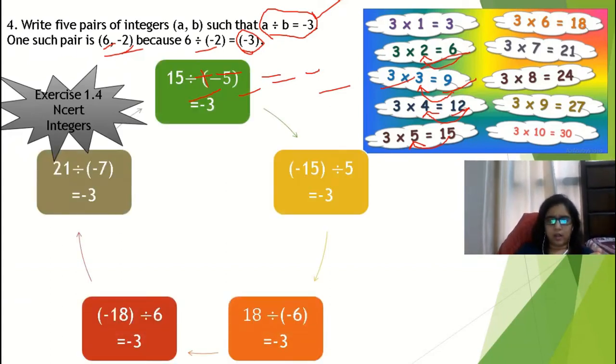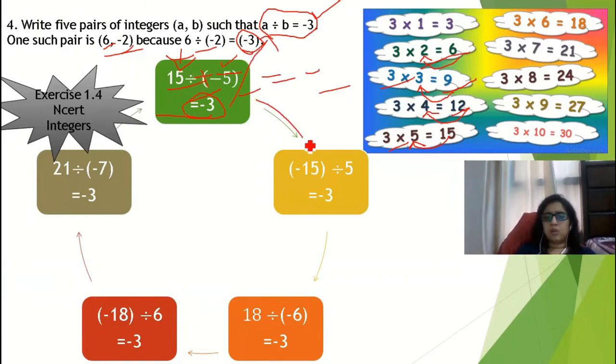So what I have done for you, I have taken two numbers, that is 15 divided by -5. If you see in the table of 3, there is 15 divided by 5. If you divide 15 by 5, you will get the answer 3. So I have taken 15 and -5. Why -5? Because here I have taken 15 as a positive number, so that my answer will be negative according to the division rule.